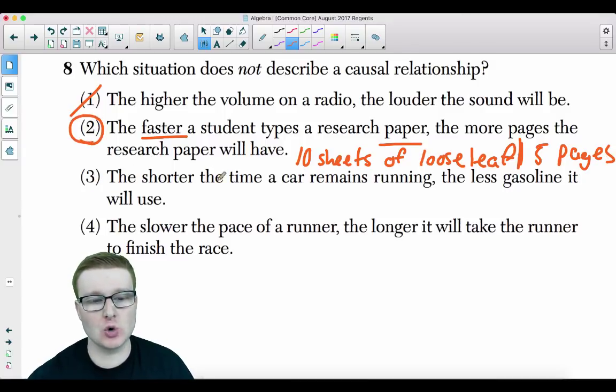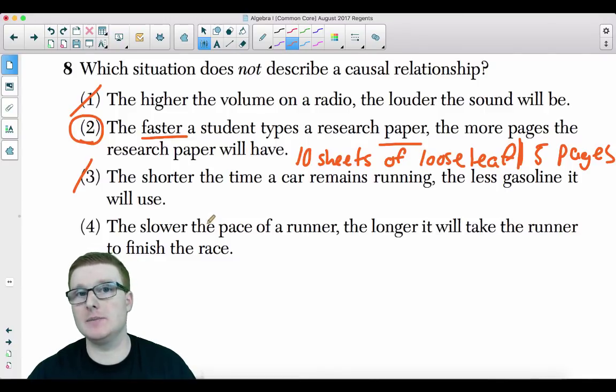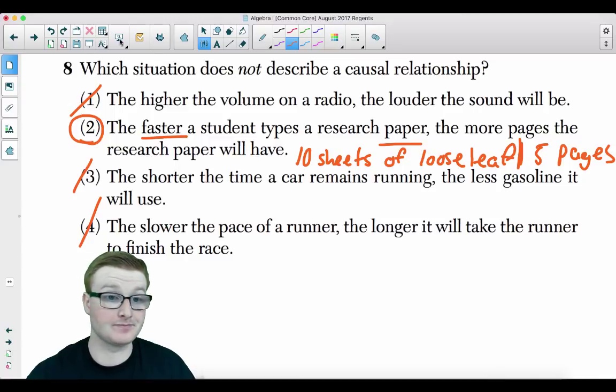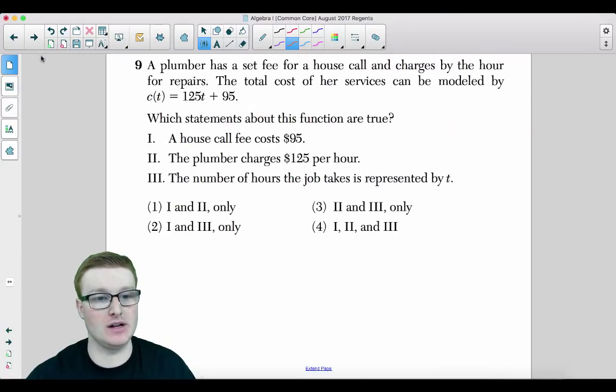Choice 3 shows the shorter the time a car remains running, the less gasoline it will use. Absolutely, because if you turn the car off, it's not using any gasoline. And the slower the pace of a runner, the longer it will take the runner to finish the race. Yeah, if you're running 5 miles an hour, you're going to finish a little bit later than the person who's running 10 miles an hour. So your answer is choice 2 for that question. All right, moving on to number 9.